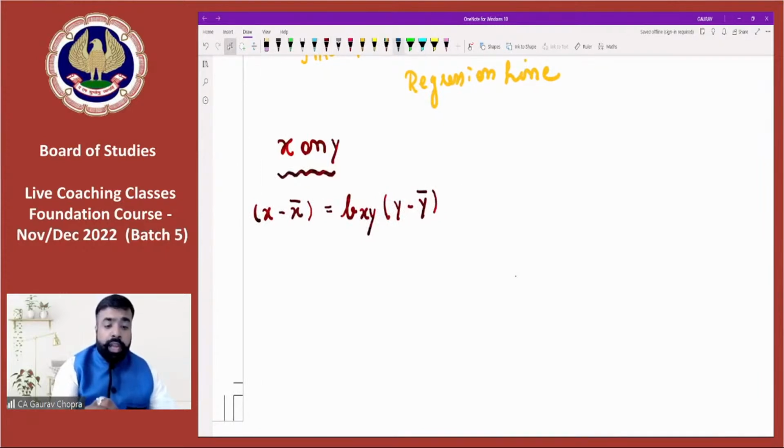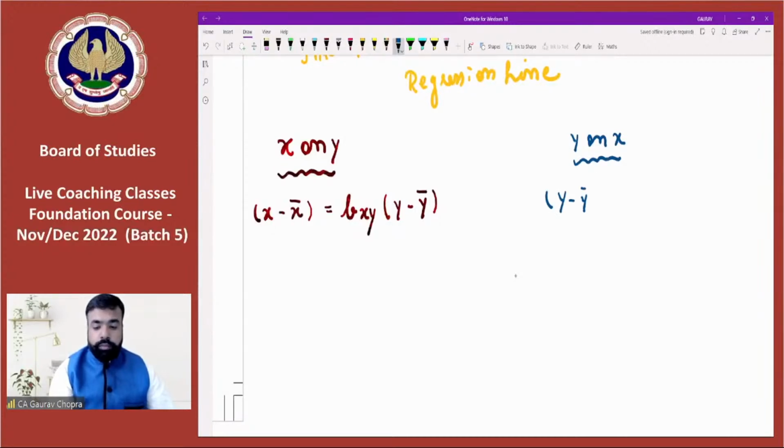And for y on x, we will write y minus y bar is equal to byx into x minus x bar. This is the format for the equations.